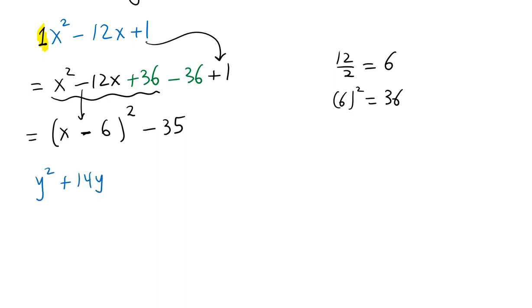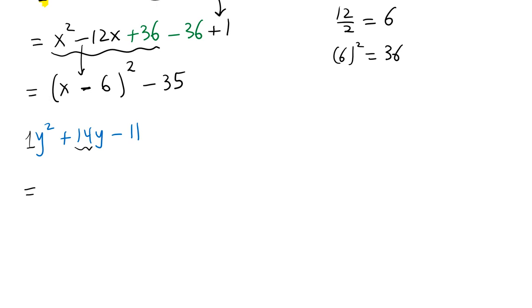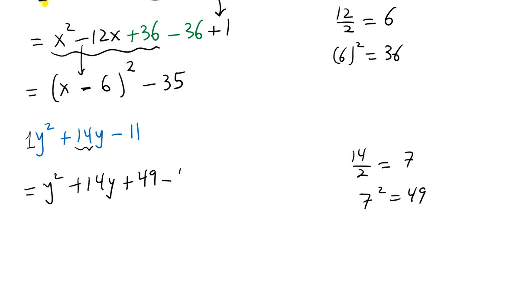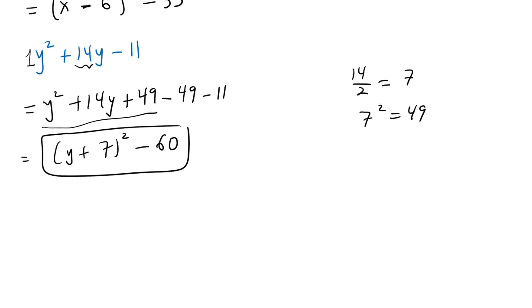We may look at a different example. Let's say y squared plus 14y minus 11. What do we get here? Well, the number in the front is 1. So then what we have to do is take this number here, the 14, divided by 2, you get 7. Square it, you get 49. So what I'm going to do is we are going to add 49 and subtract 49 and minus 11. These go as y plus 7 squared minus 60. That's the answer.